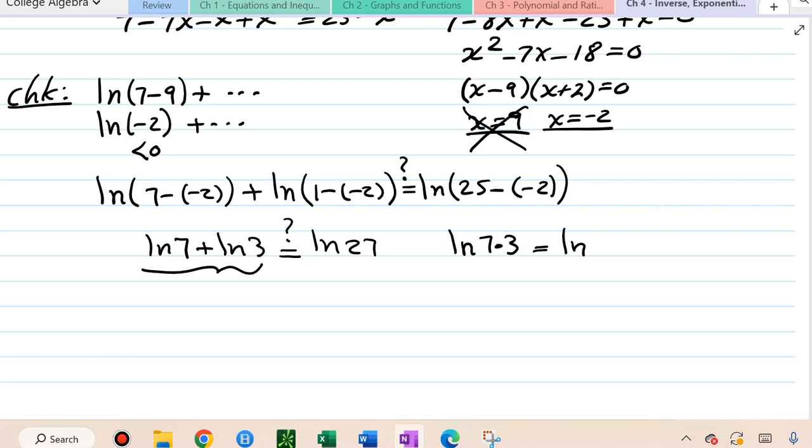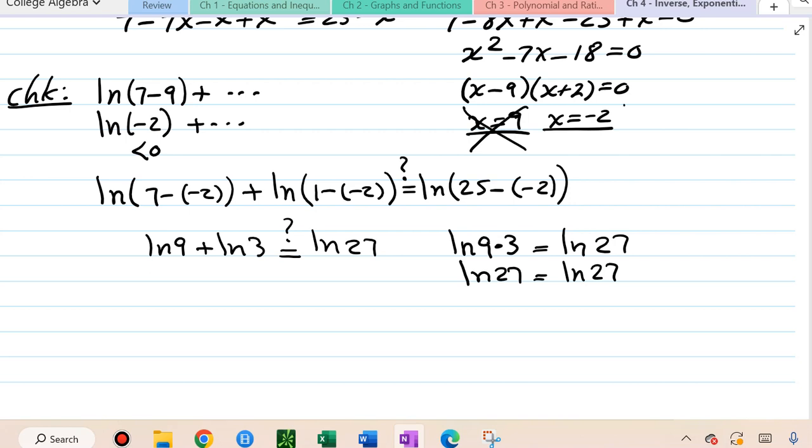20, or it should be 9, sorry, this one is 9, because you have 2 and 7 makes 9. So I have ln of 9 times 3. Would that equal to the right side? The right side is ln of 27. And of course, yes, it does. See how that worked? The value of -2 worked in all 3 logs.